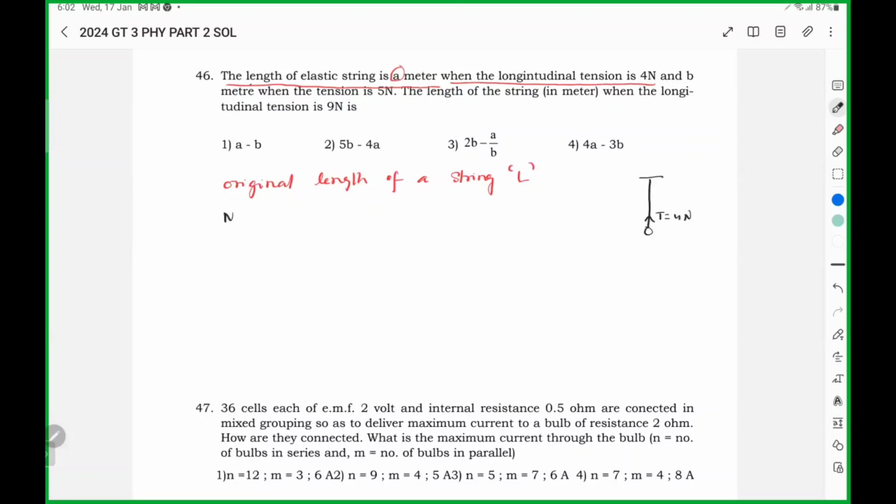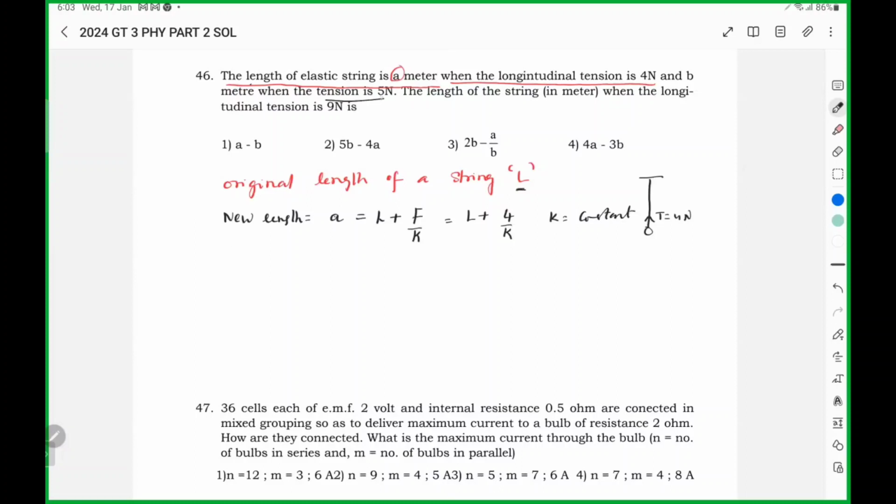So the new length will be A. That is nothing but L dash, which is L plus the extension F by K, the original length plus the extension. F here is 4 newtons. Here K is a constant. Right.